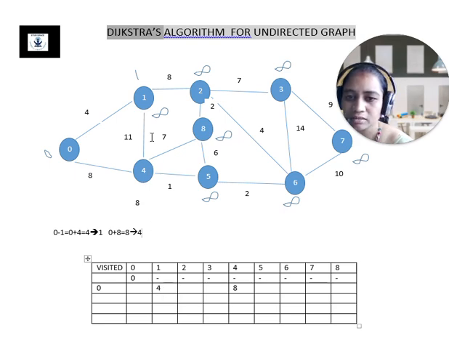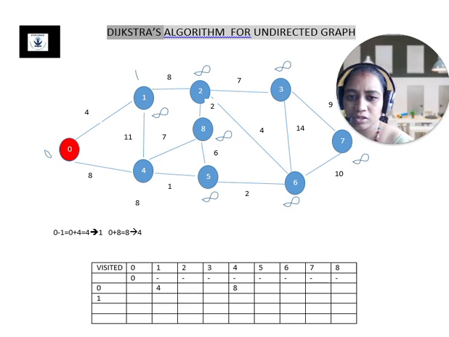So I want to mark 1 as visited. So 1 is now visited, and 0 and 1 are already visited. Since we have considered 1 as visited, from 1 check what the nodes are. From 1 we have 2 and 4; 1 to 0 is also there, but no need to go there. So I have to calculate 1 to 2 and 4.